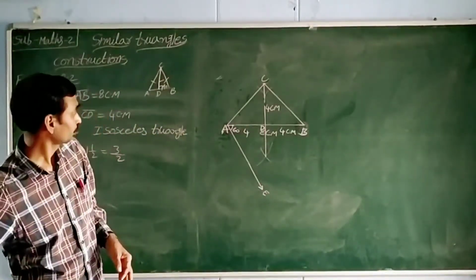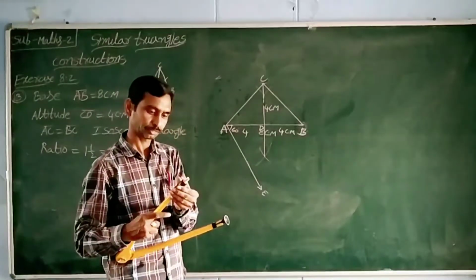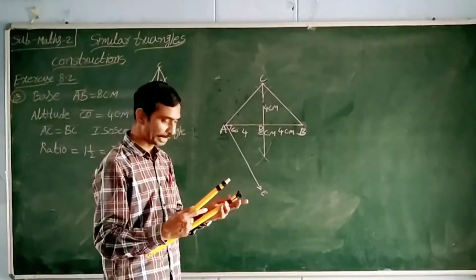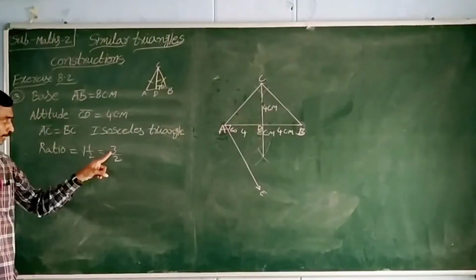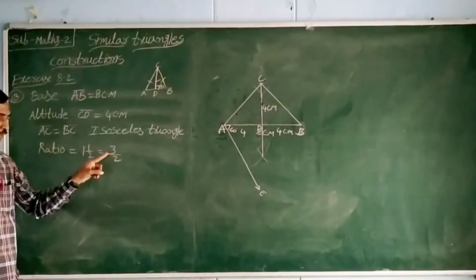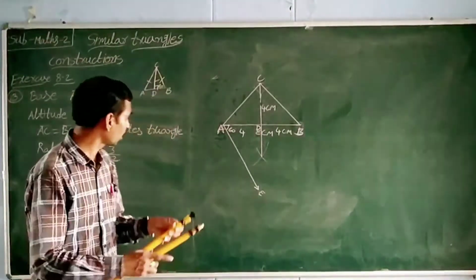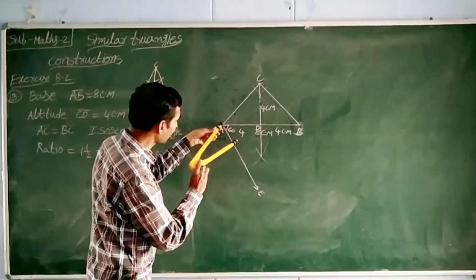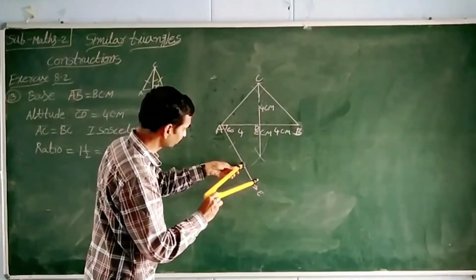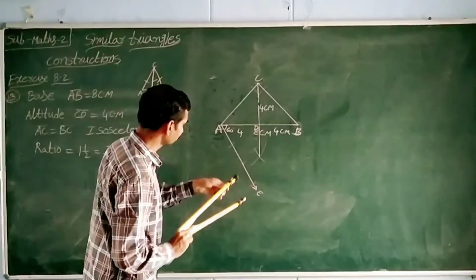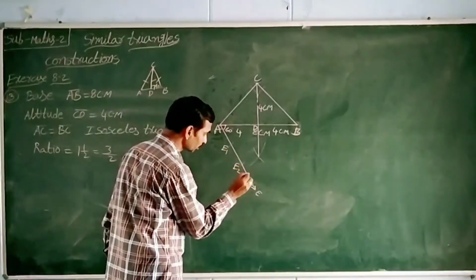Now take the compass. You make equal parts. In 3:2, the big number is 3, so you take 3 equal parts. Each part you can take as 1 centimeter or 2 centimeters. Now I am taking 2 centimeters from A. First part, second part, and third part. E1, E2, E3.